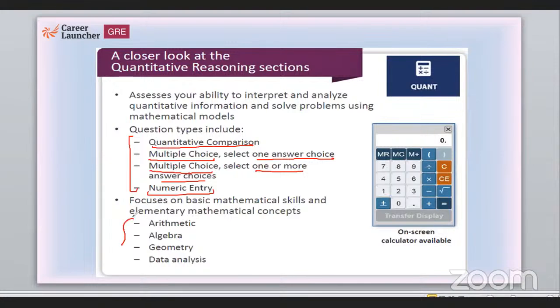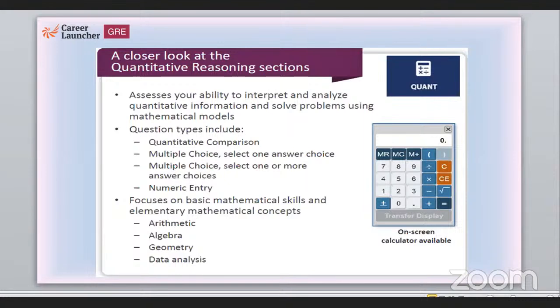And these are the 4 major parameters they are testing quant on. And we have an on-screen calculator in the exam, which you can operate with the number keys. In the entire quant section, you'll be allowed to use the on-screen calculator. I'll show you what all I'll be covering for these question types in the next few slides.